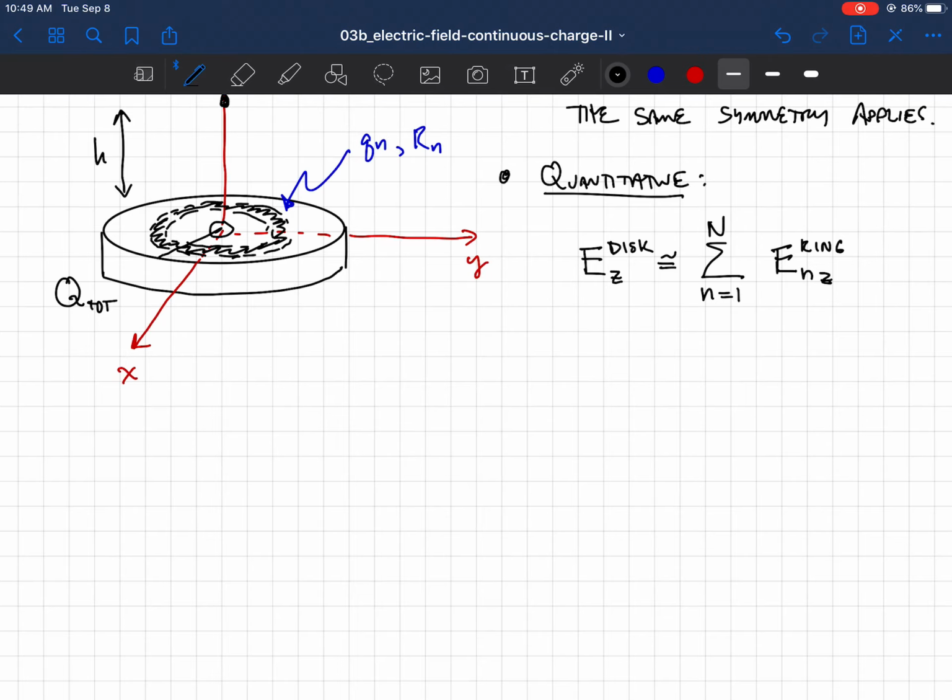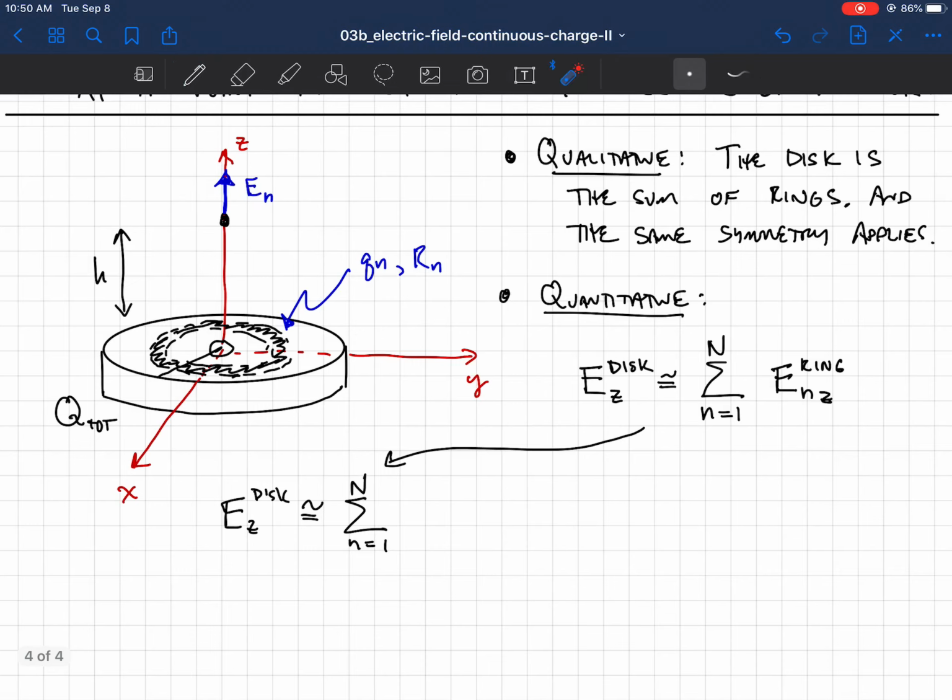And again, we should say it's approximate because we're chopping into finite chunks. Okay, let's give ourselves a little bit more space. So E_z of the disk is equal to the sum from 1 to capital N. And now we can say what this actually is. If you look at that E sub n up here, the z component of that vector is simply its magnitude because it points in the positive z direction. So I can make a small step there and say that this z component is just E sub n of the ring, magnitude.